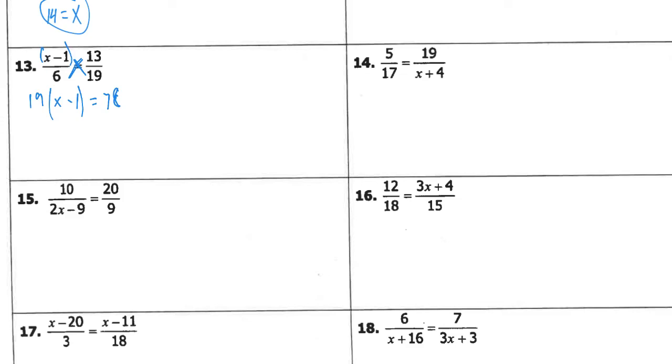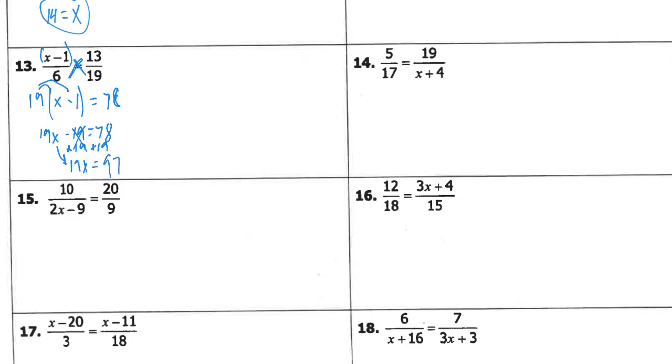That's 78 there. And then I just need to distribute the 19. And then I'll be ready to go solving this. So I have 19x minus 19 equals 78. So now I've got a simple equation to solve. Just add the 19. 19x drops down. These 19s cancel out. 78 plus the 19 leaves us with 97.